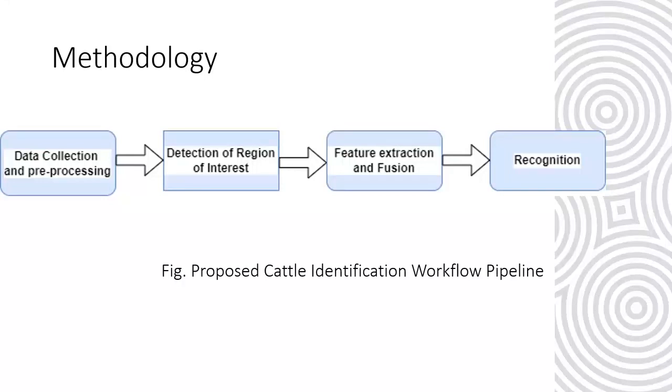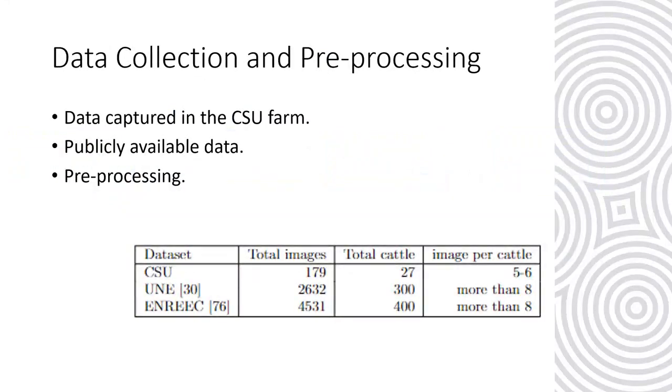So in the data collection, we captured the data in the CSU farm. It was insufficient because at the CSU farm, we could only capture 5 or 6 images per cattle. So it was insufficient, and we used publicly available data. Pre-processing includes removing blur, unwanted, redundant images, data annotation, and augmentation, and the data is split into training and testing sets which are used to train the deep learning and machine learning models.